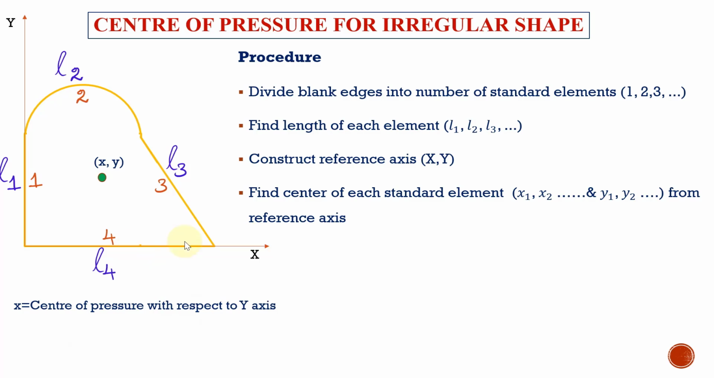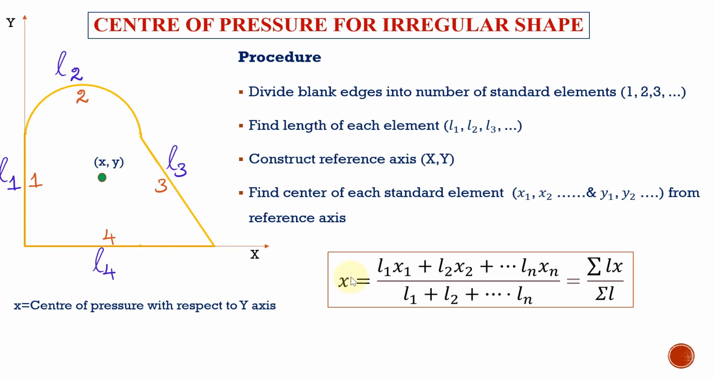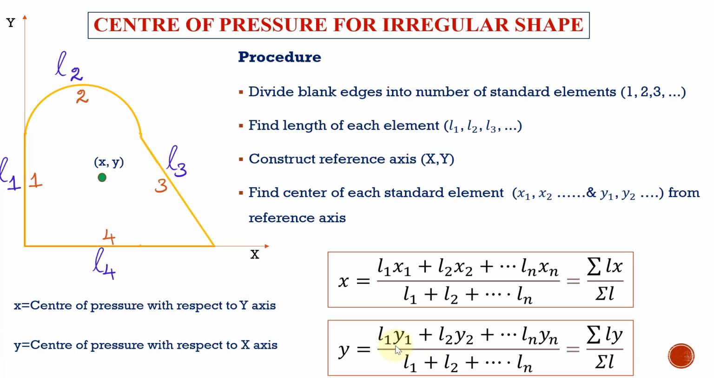So x is the center of pressure with respect to the y axis. How do we find this x? x is the summation of the product of the length of each element and the center of each element with respect to the y axis, over the summation of the lengths of the irregular shaped blank. Likewise, we can calculate the center of pressure with respect to the x axis, that is y, by finding the summation of the product of element length with the center of the standard element with respect to the x axis, over the summation of the length of the entire irregular shaped blank.